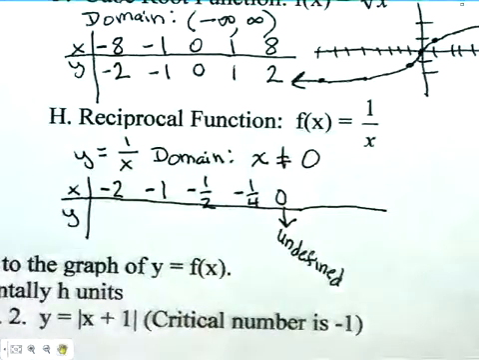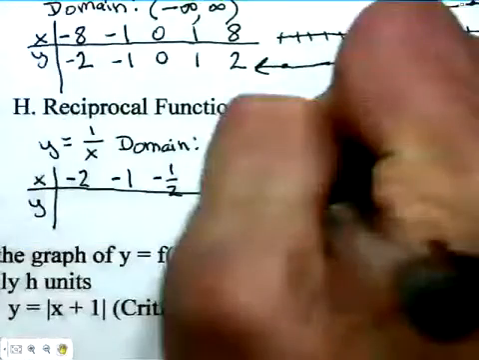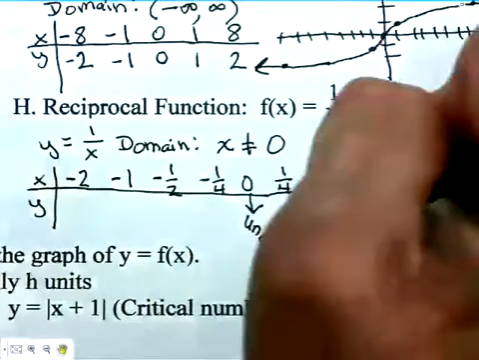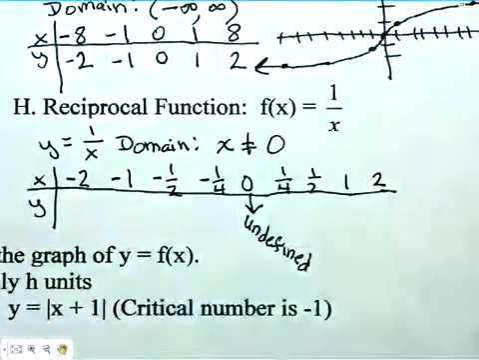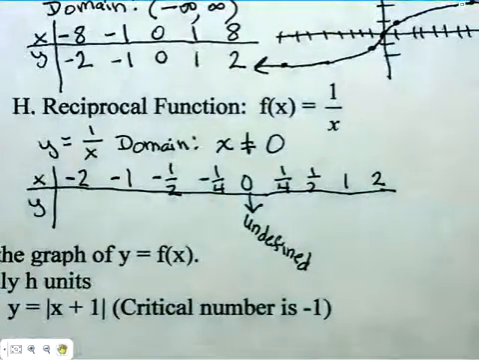And then I'm going to choose some positives. What about 1/4, 1/2, 1, and 2? I had to pick a lot of x's here because I have no idea what this is going to look like.